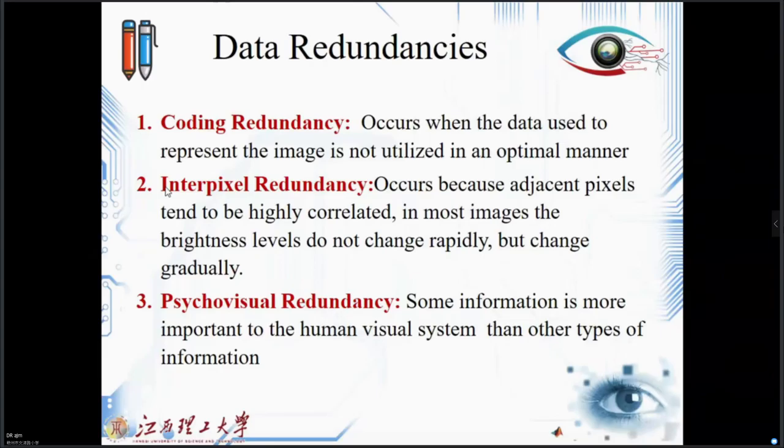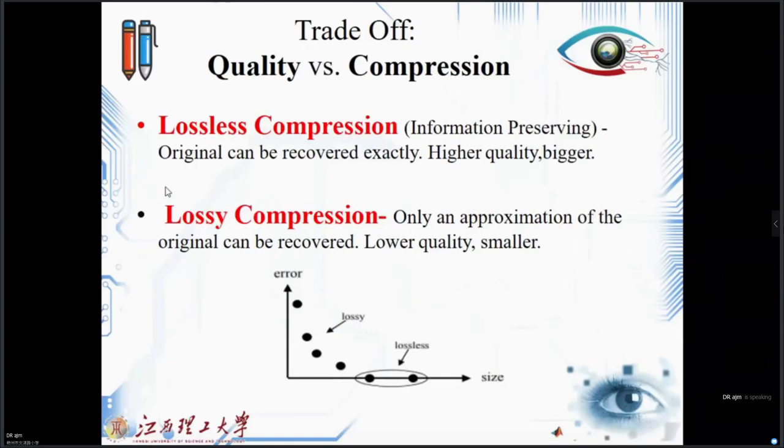Interpixel redundancy occurs because adjacent pixels tend to be highly correlated in most images. The brightness levels do not change rapidly, but change gradually. And psychovisual redundancy, if some information is more important to the human visual system than other types of information. That was very brief. Let us see two things.